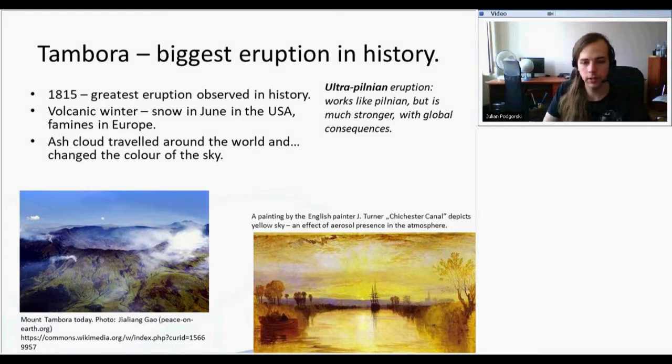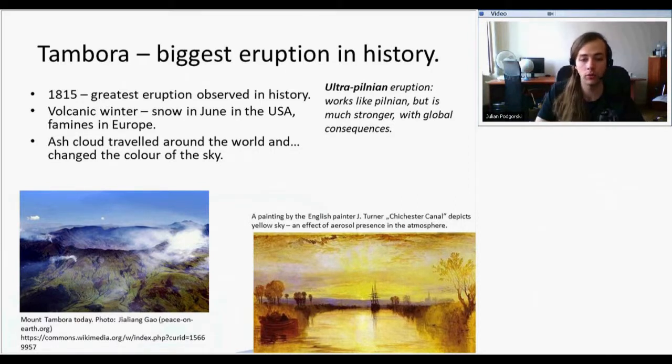Aside from these civilizational problems like famines and crop problems, the great amount of ash actually changed the color of the sky. We can see on the painting in the right picture at the bottom of the slide, which was painted in England by the painter Turner. The painting Chichester Canal shows us the yellow sky. The sky is yellow in this picture, and it's not some artistic vision of the painter.